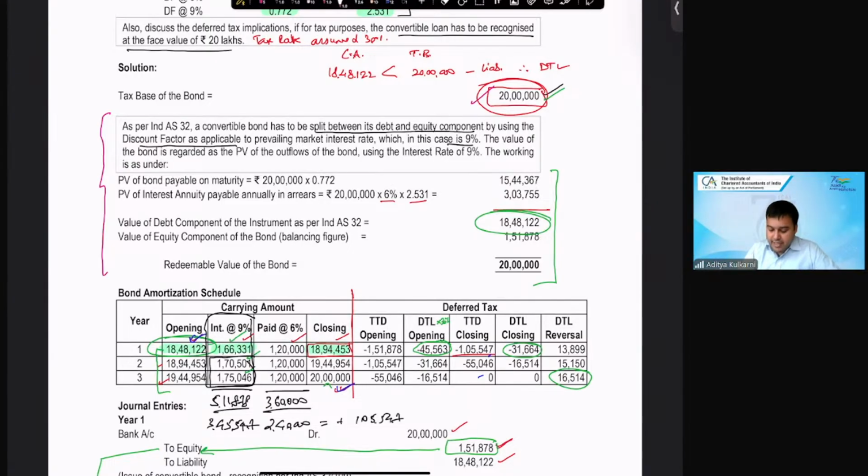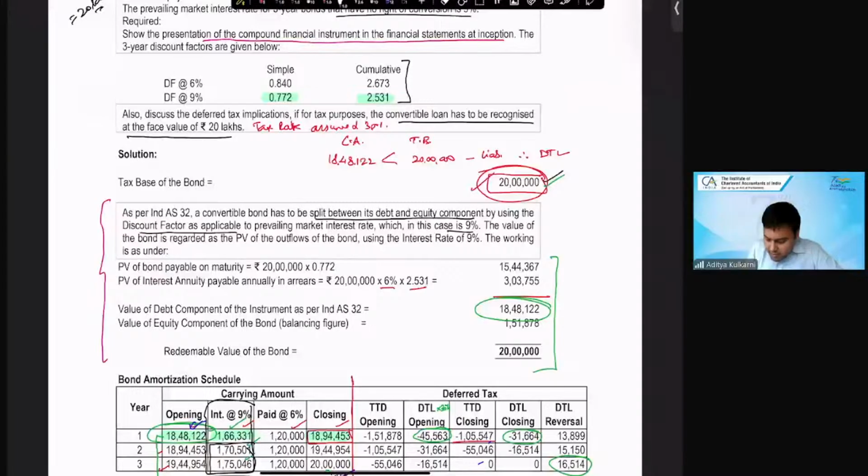So as per Ind AS 32, a convertible bond we need to split between debt and equity component. This is the first thing. How are you going to split? You will use the discount factor applicable to prevailing market interest rate of 9%. The value of the bond is regarded as the present value of outflows of the bond using the interest rate of 9%, which is as under.